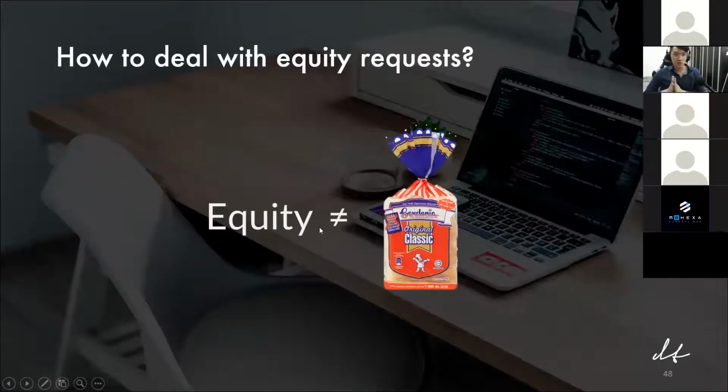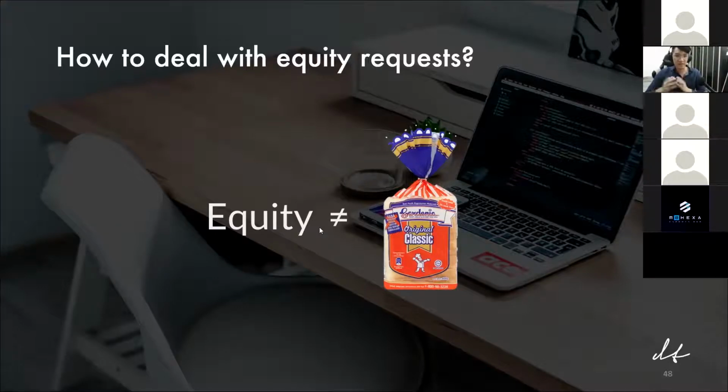Okay, so in the freelance journey, I'm pretty sure you'll face this request. "Hi, I'm looking for a co-founder, but I have no money to pay you. So can I offer you equity instead? Perhaps 5%, 3%, 2% maybe." So you can choose to take the equity.